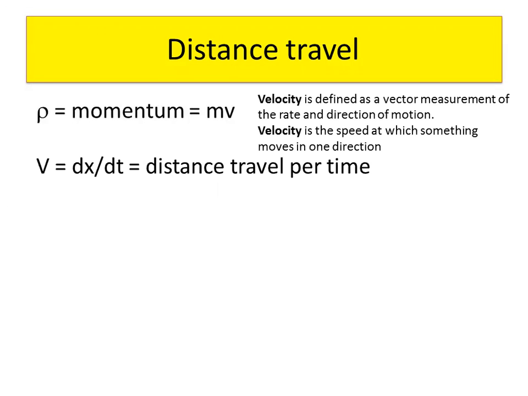Okay? Now, what is the velocity? Actually, this is the distance traveled. So have a look, what is the velocity? Velocity is the vector measurement of rate and direction, or simply you can say velocity is the speed at which something moves in one direction. So the difference between speed and velocity is just the direction. If the direction is not given or not known, then it is speed. And when you say it is moving along the x-axis or y-axis, that means you are indicating the direction, and then this speed will be called the velocity.